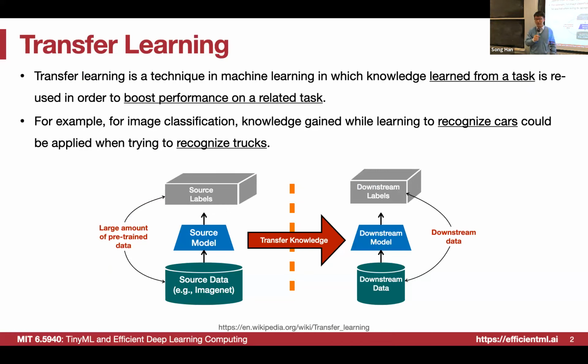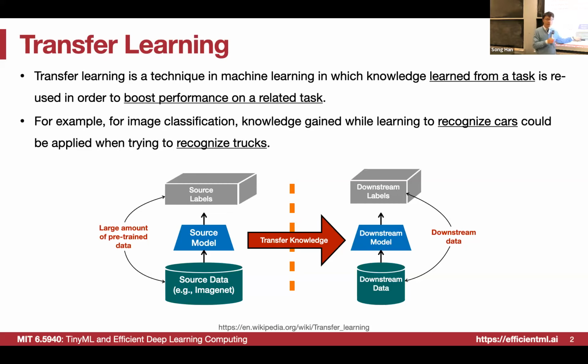So what is transfer learning? Basically, it's going to transfer the knowledge learned from one task to boost the performance of a related task. So it should be a related task rather than a completely different task. And we want to boost the performance by reusing the model that has been previously trained on one task. And here is an example.